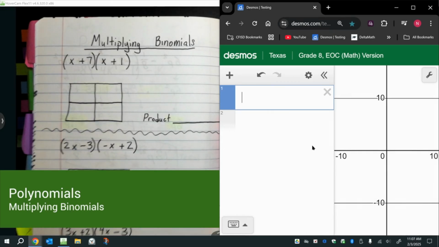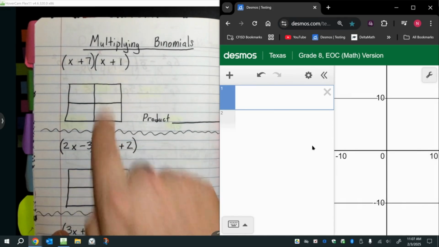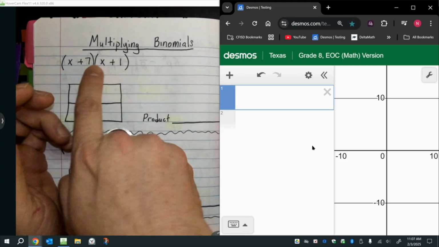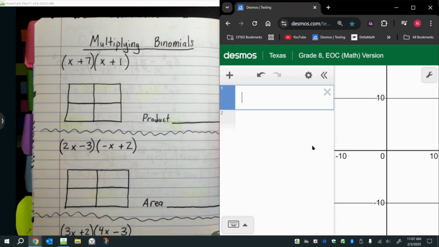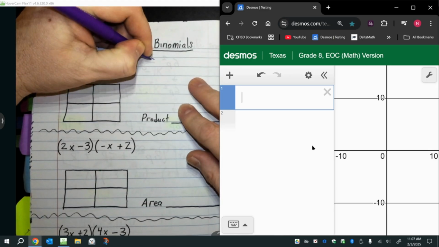We're multiplying binomials. That's right. We're taking two binomials and we're going to multiply them together. So we have been adding some things and subtracting things. Now we're going to multiply. So first of all, let's start off with this.